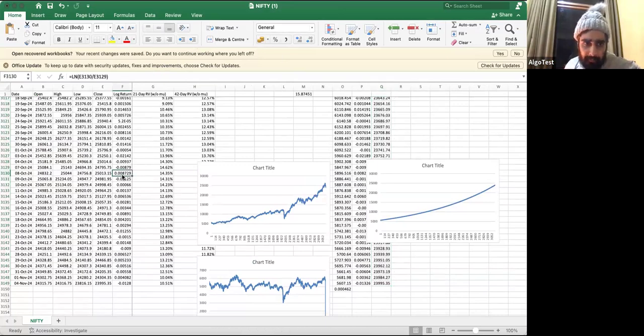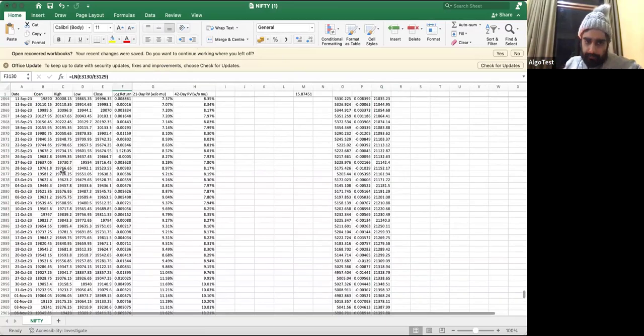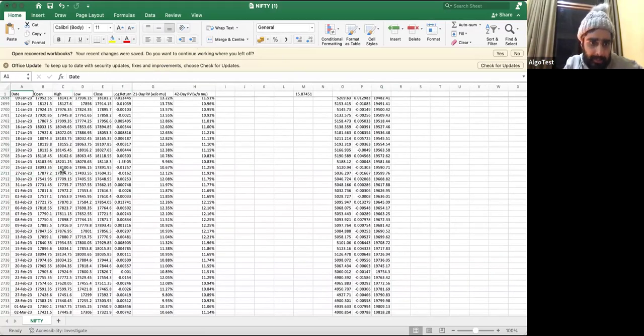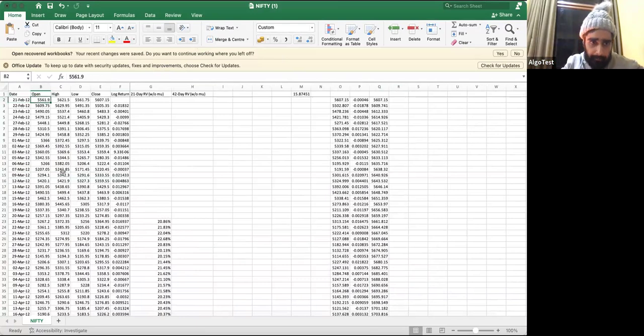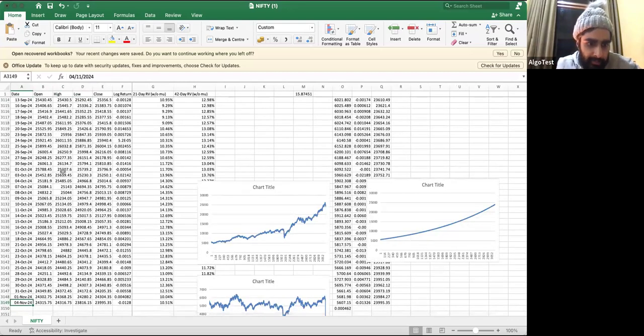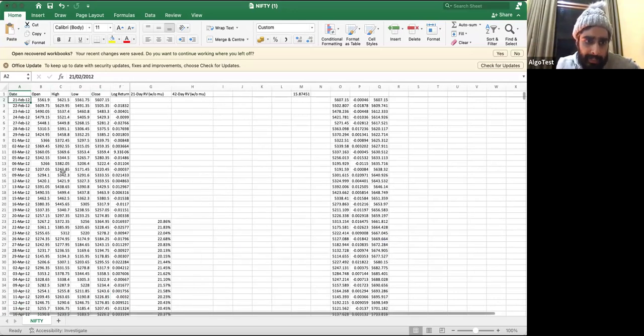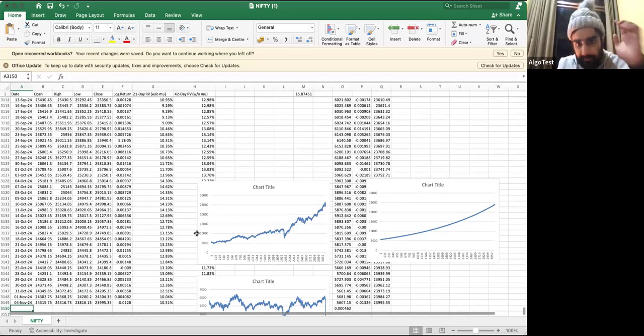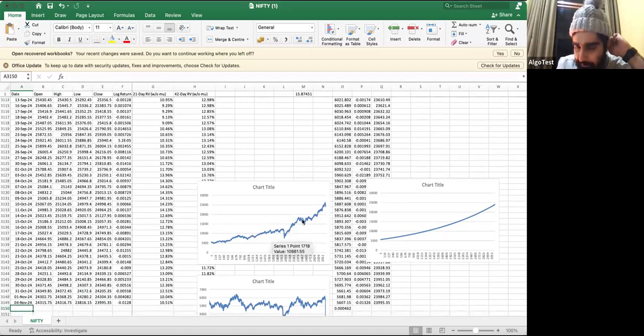So what I did is I just took the Nifty OHLC, the daily OHLC from 2012 till November 4th, random date, but yeah, till November 4th. And then I just plotted Nifty. So this is what the returns of Nifty look like during this 12-year period. Done quite well.